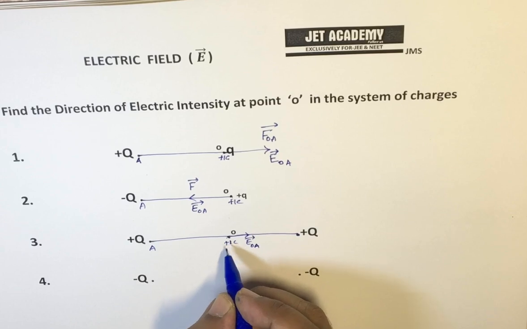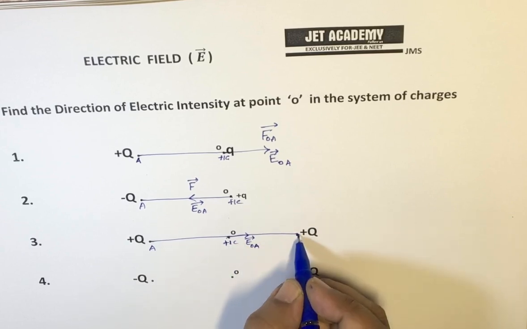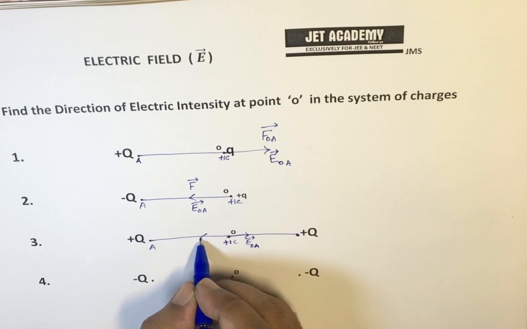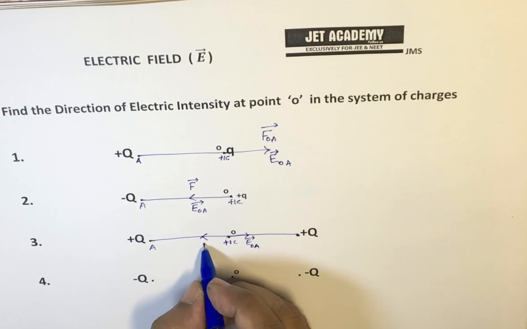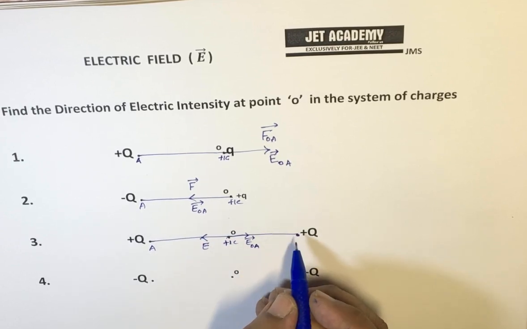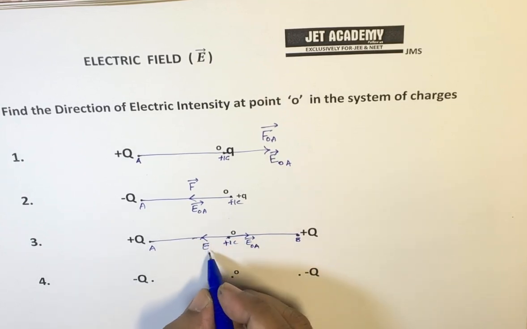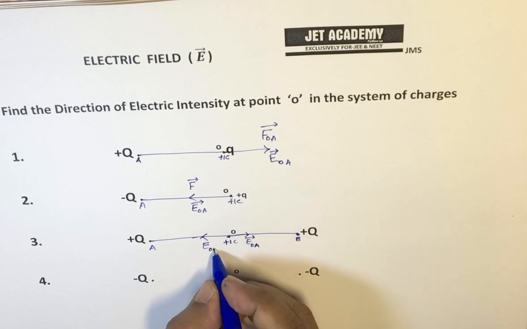This plus 1C due to this also is repulsed, and the force is acting in this direction. This is the electric intensity at the same point due to this charge. Let it be B, going in this direction. Therefore this is the same point O, but due to B this is the direction.